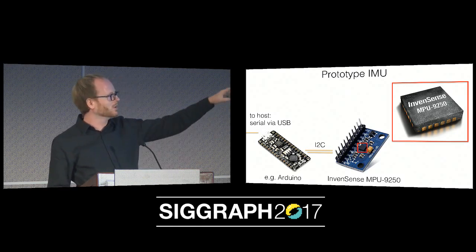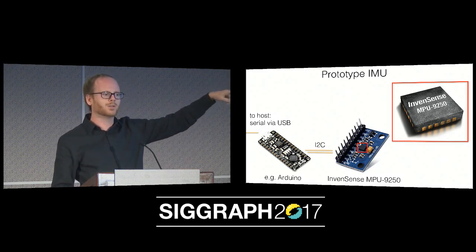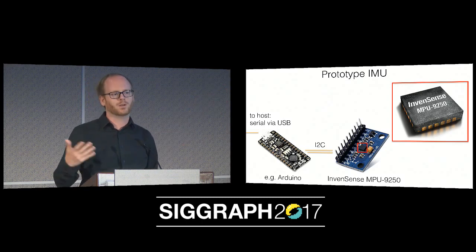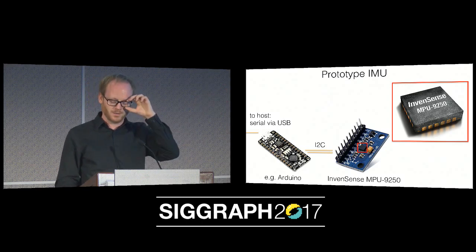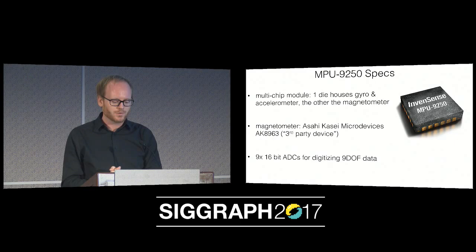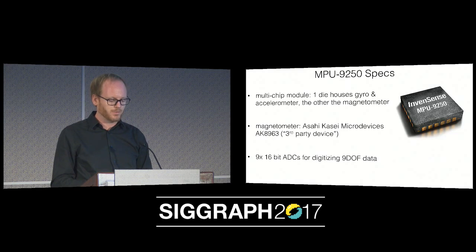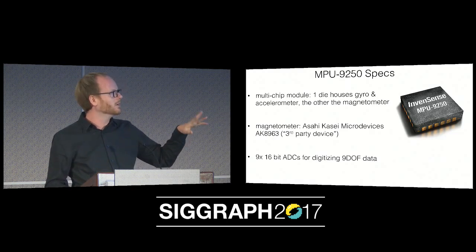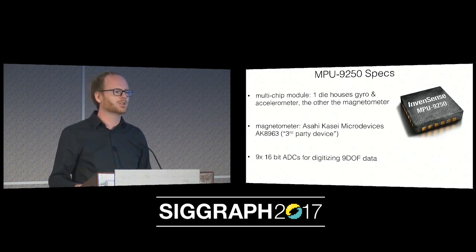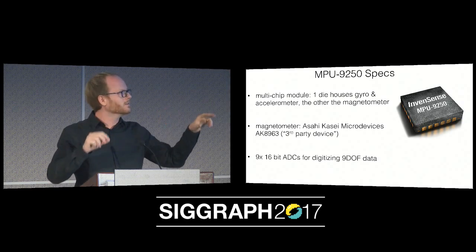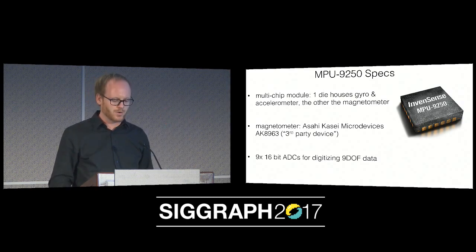And then from your computer, you can just plug a USB cable into the Arduino and stream out the values through the USB port, through the serial port. So let's look at the sensors that are on the IMU here. We have gyro, accelerometer, magnetometer. The magnetometer is actually referred to as a third-party device in the spec sheet. So InvenSense only makes the accelerometer and the gyro. The magnetometer is from a different company.